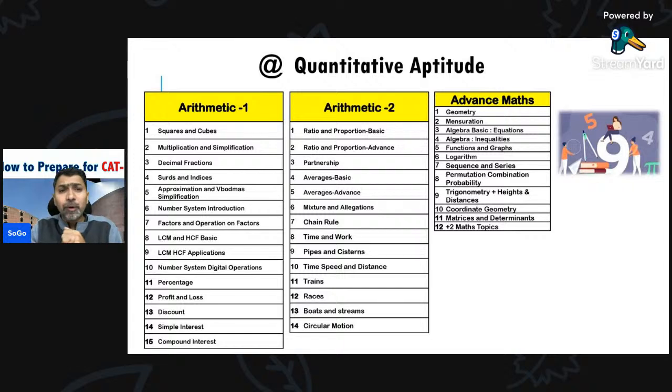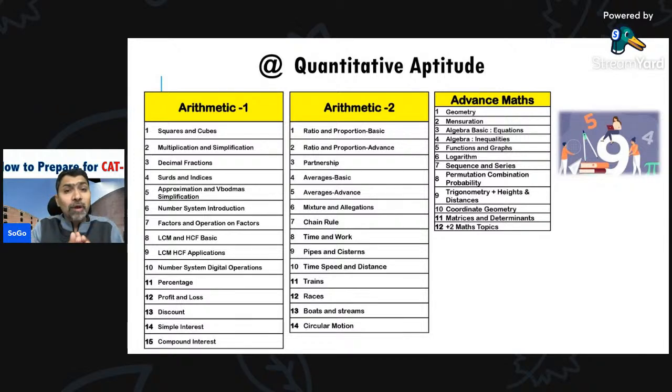So in your arithmetic, what do you seek? Basics of squares, cubes, multiplication, decimals, surds, approximation. Why did I mention these first 5 topics? Because this is what you need to make the base of yours, right? Then come questions like number system, factors, LCM, HCF, the application of LCM, HCF in time, speed, and distance, calculating the number, calculating the value, calculating the remainder. Then comes your percentage, profit and loss, discount, simple interest, compound interest. This part you will not only use in arithmetic, you will use a lot in DILR as well.